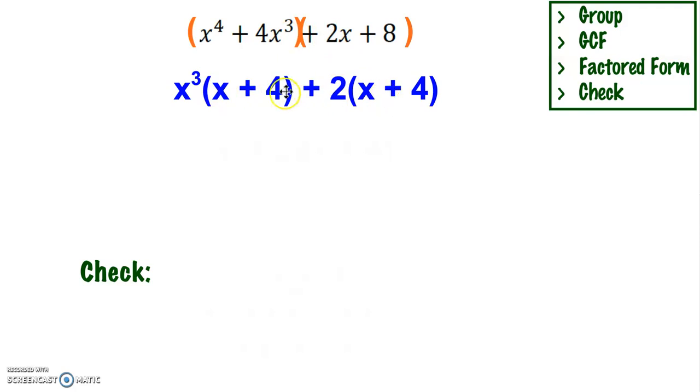Notice once again that those parentheses are the same. Because those parentheses are the same, I can group the x cubed and 2 together to be the first binomial, and x plus 4 to be the second.